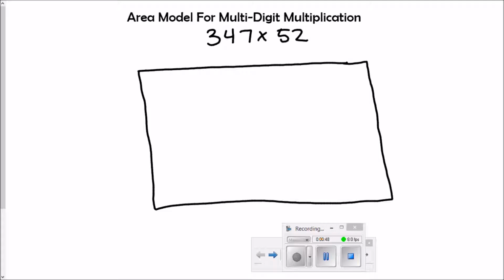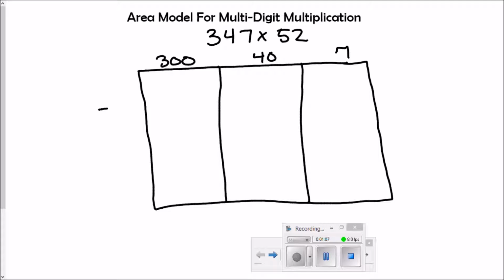So the first number that I'm going to break up is going to be 300. And I'm just writing the number in expanded form. Plus 40 plus 7. I'll show the rectangles for each one of those. Now, horizontally, I'm going to write 50 plus 2, and then I'm going to divide it.